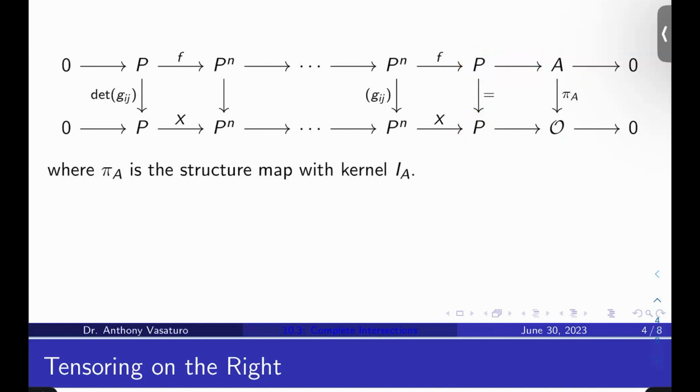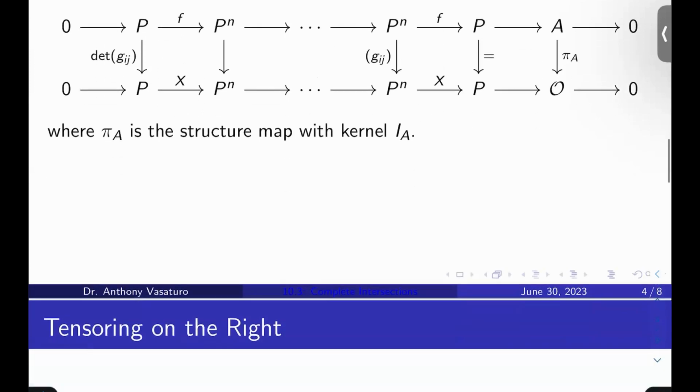Okay, and then what are these vertical maps? Well, the map P to P is the det(g_ij) map, but then the maps P^n to P^n are the actual g_ij maps themselves that we talked about in the previous slides. And then the map from P to P is, of course, equality. And the map from A to O is just the natural structure map pi_A. Okay, and so the point here is that the rows have to be exact since all the homology groups vanished. Okay, the kernel of this map, remember, is nothing but I_A from the proposition. Okay, so we have this commutative diagram with exact rows.